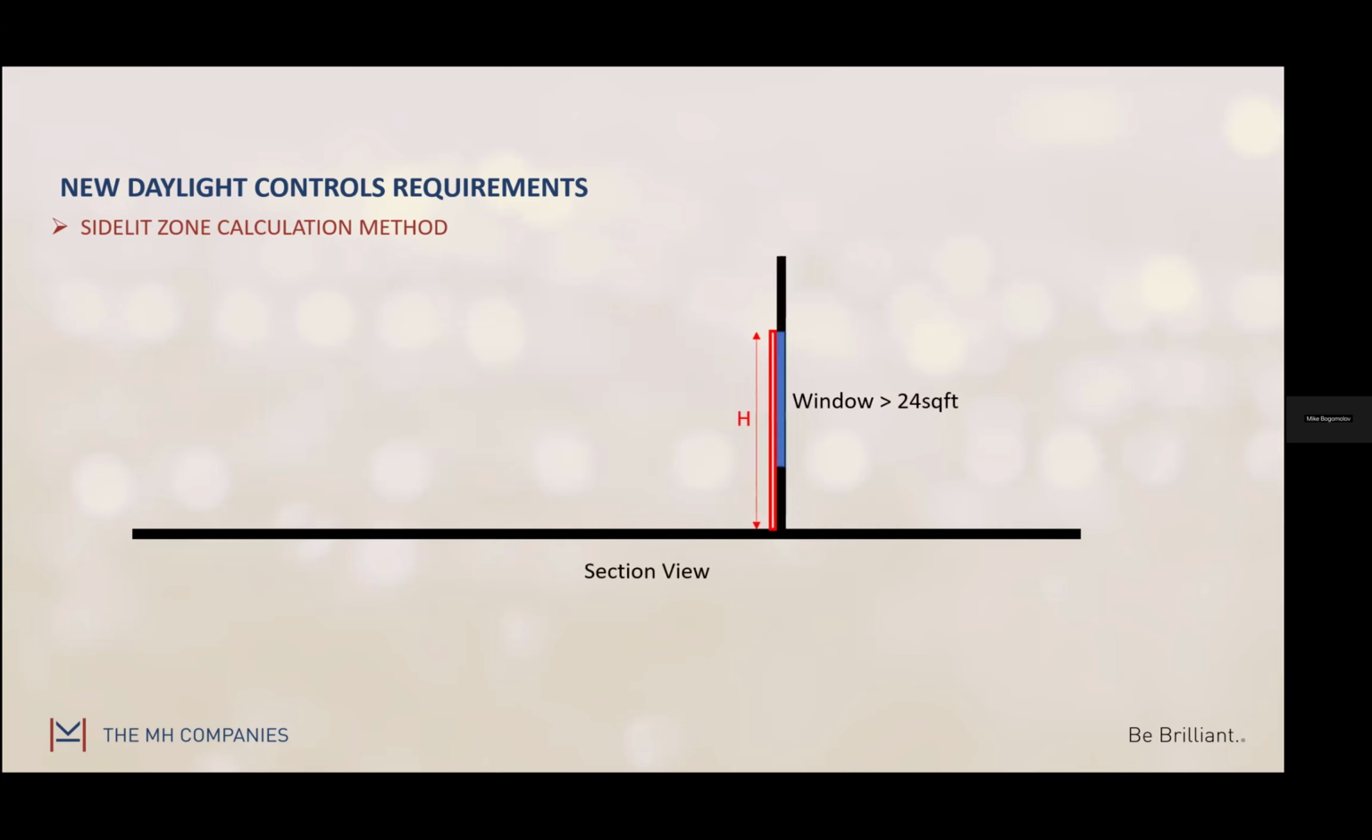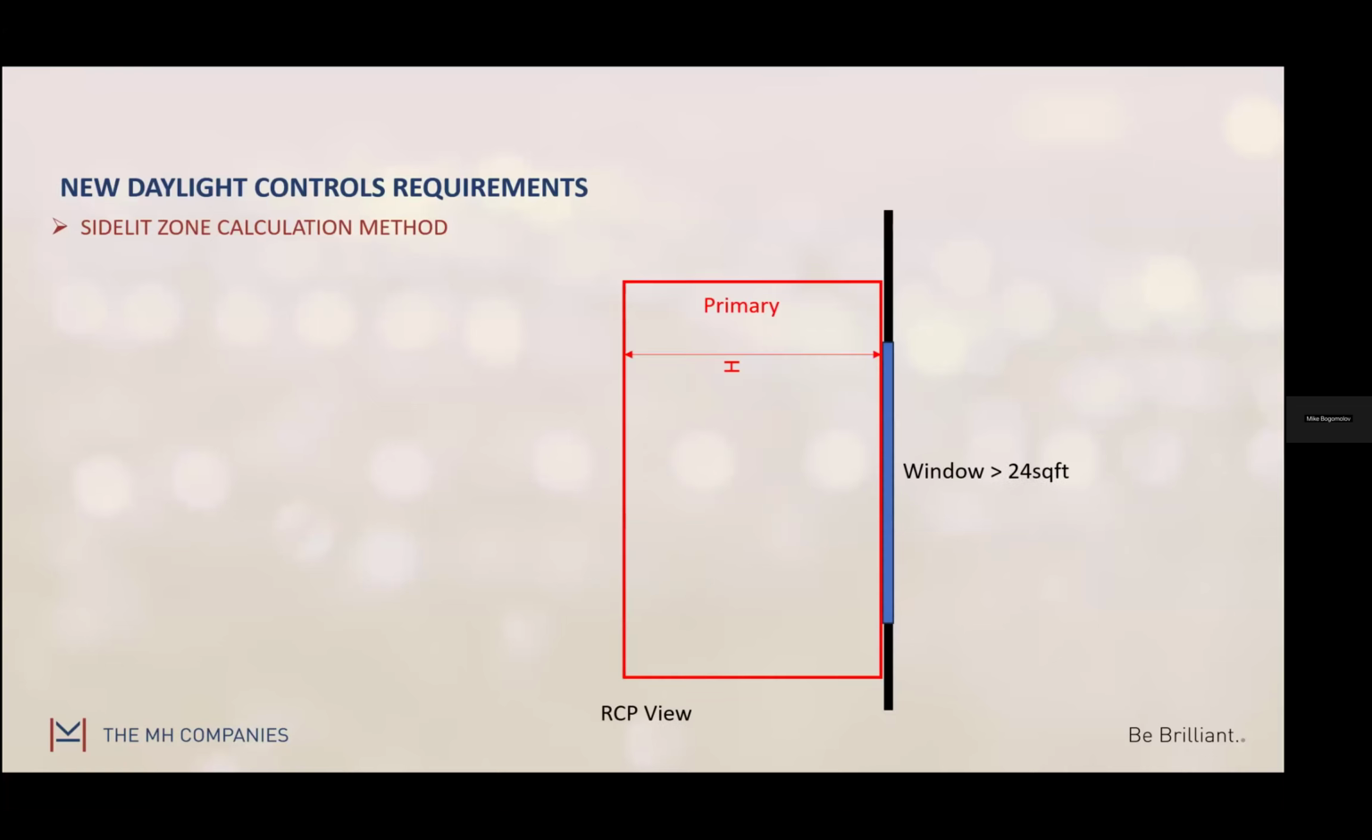So if we look at this in a section view, then all you're really doing is dropping that same area down onto your floor. And then you're basically looking at your reflected ceiling plan and seeing what that looks like, right? So here's my primary daylight zone. Then I need to add in my secondary daylight zones. That's fairly easy because all you're doing is doubling up your primary. You're going another daylight zone into the space.